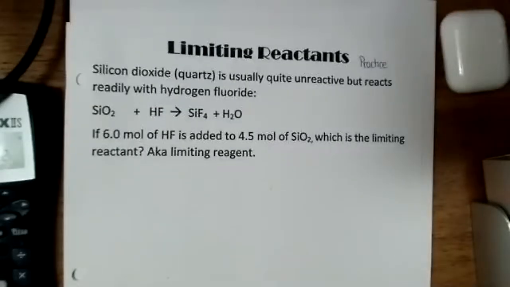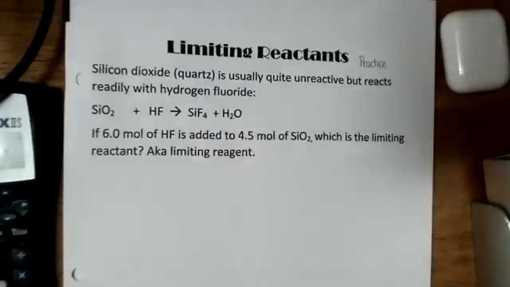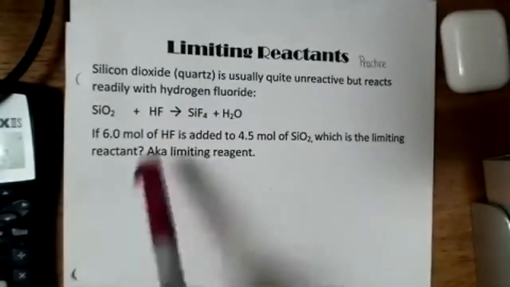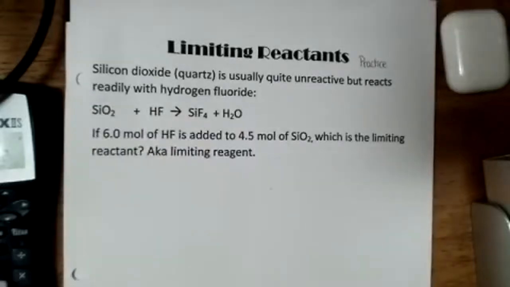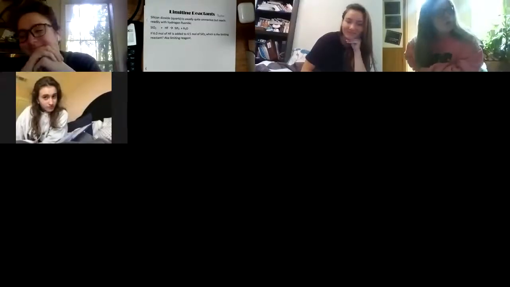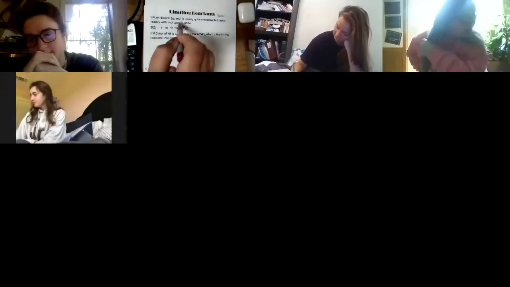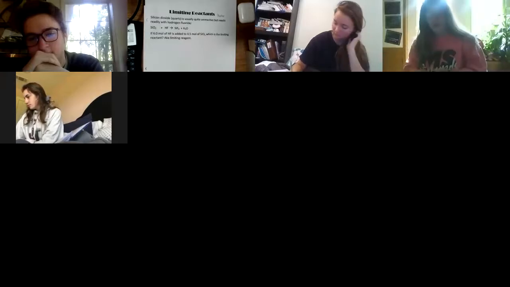So silicon dioxide is quartz. And it's usually very unreactive, but it does react with hydrogen fluoride pretty readily, okay? And so the very first thing that we need to do is they've given us a reaction. So I want you to take just a second, look at that reaction and tell me, is it balanced? All right, I'm seeing no's, okay? So it is not balanced. It is not a balanced reaction, okay? So I want you to take just a second and write that one out and balance it for me.